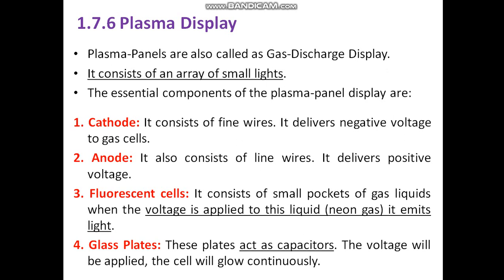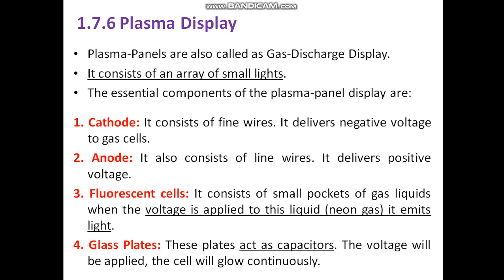The essential components of the plasma panel display are: first the cathode, second the anode, third the fluorescent cell, and fourth the glass plates. Before we learn about the cathode and anode, we need to first understand what an electrode is. An electrode is a conductor that helps in establishing electrical contact with a non-metallic part of a circuit.